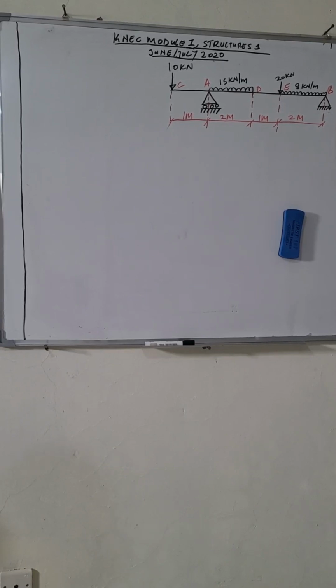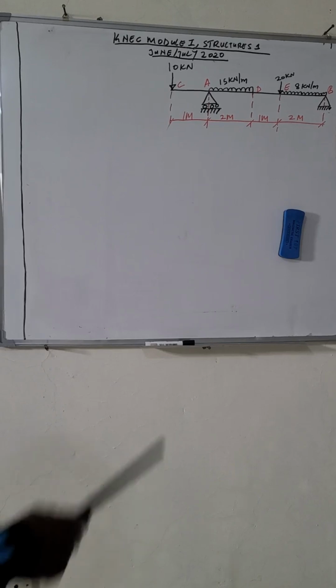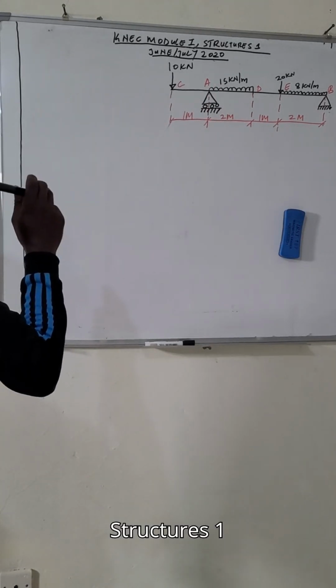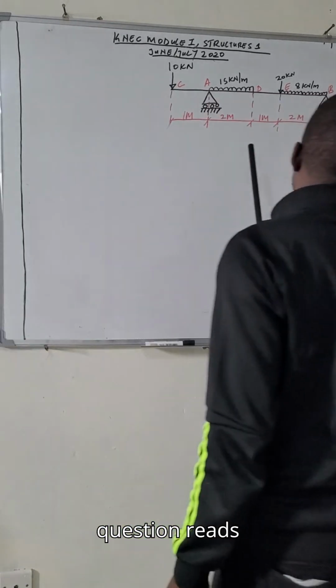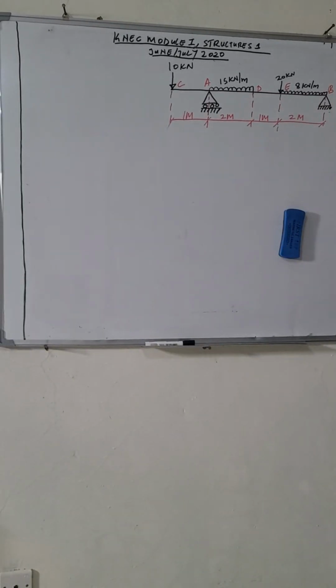Today I want to analyze a question from a past paper, that is KNEC Module 1, Structures 1, June/July 2020. The question reads, Figure 5 shows a loaded beam. This is the beam. Determine the reaction at the support, that's Roman 1. Roman 2, sketch shear force and bending moment diagrams. And then Roman 3, sketch the bending moment diagram. The question is 10 marks.